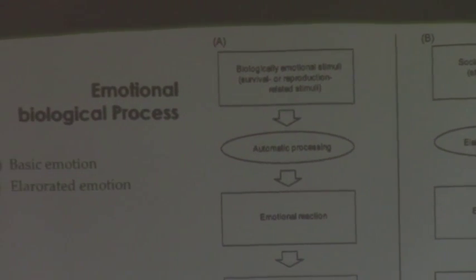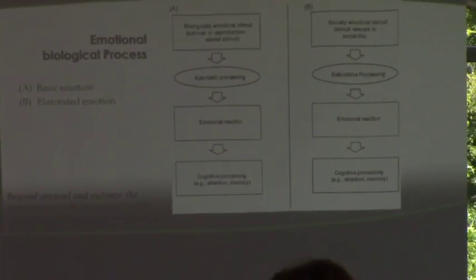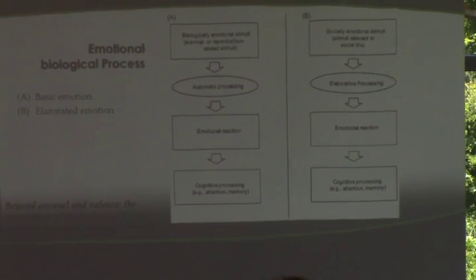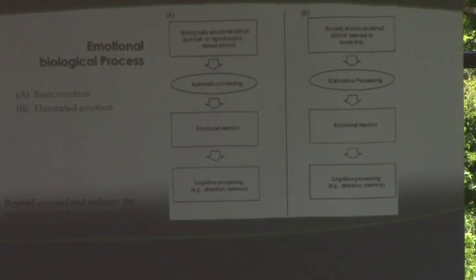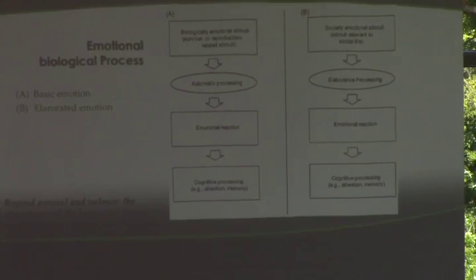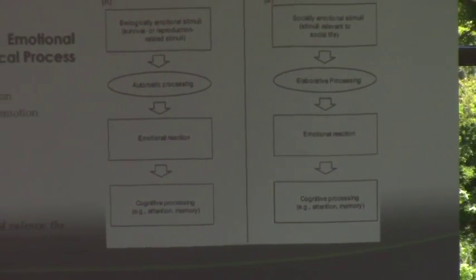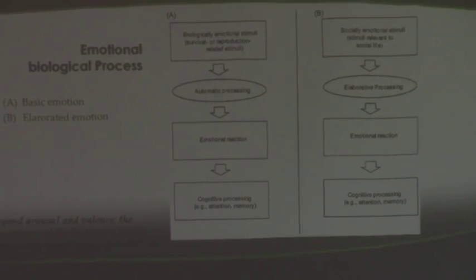Now I just want to say different emotion. You can see the basic emotion. Finally, it's really automatic processing, versus elaborated emotion. And in fact, why I take that? Just because I think the surprise, it's more automatic processing, and the fear, for example, it's more elaborated processing.